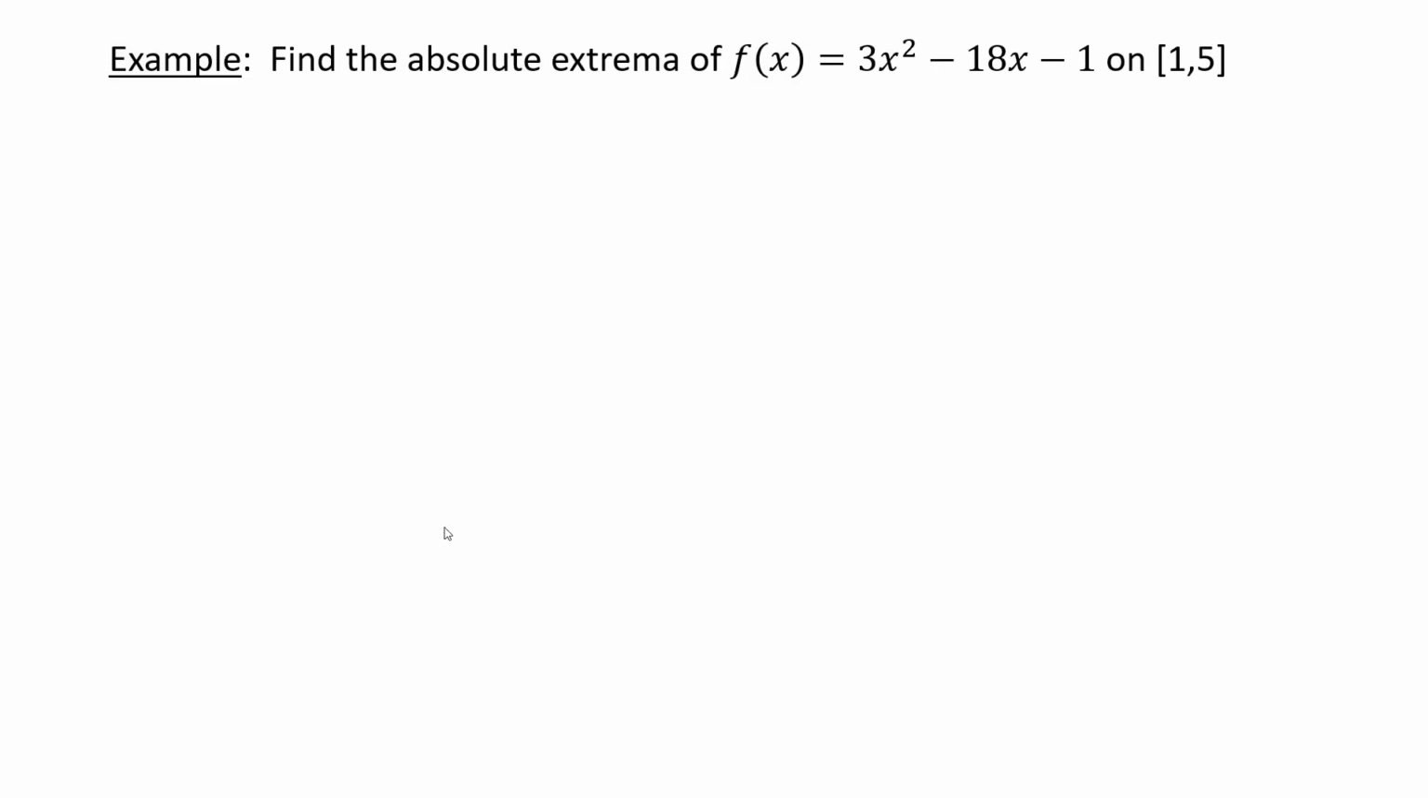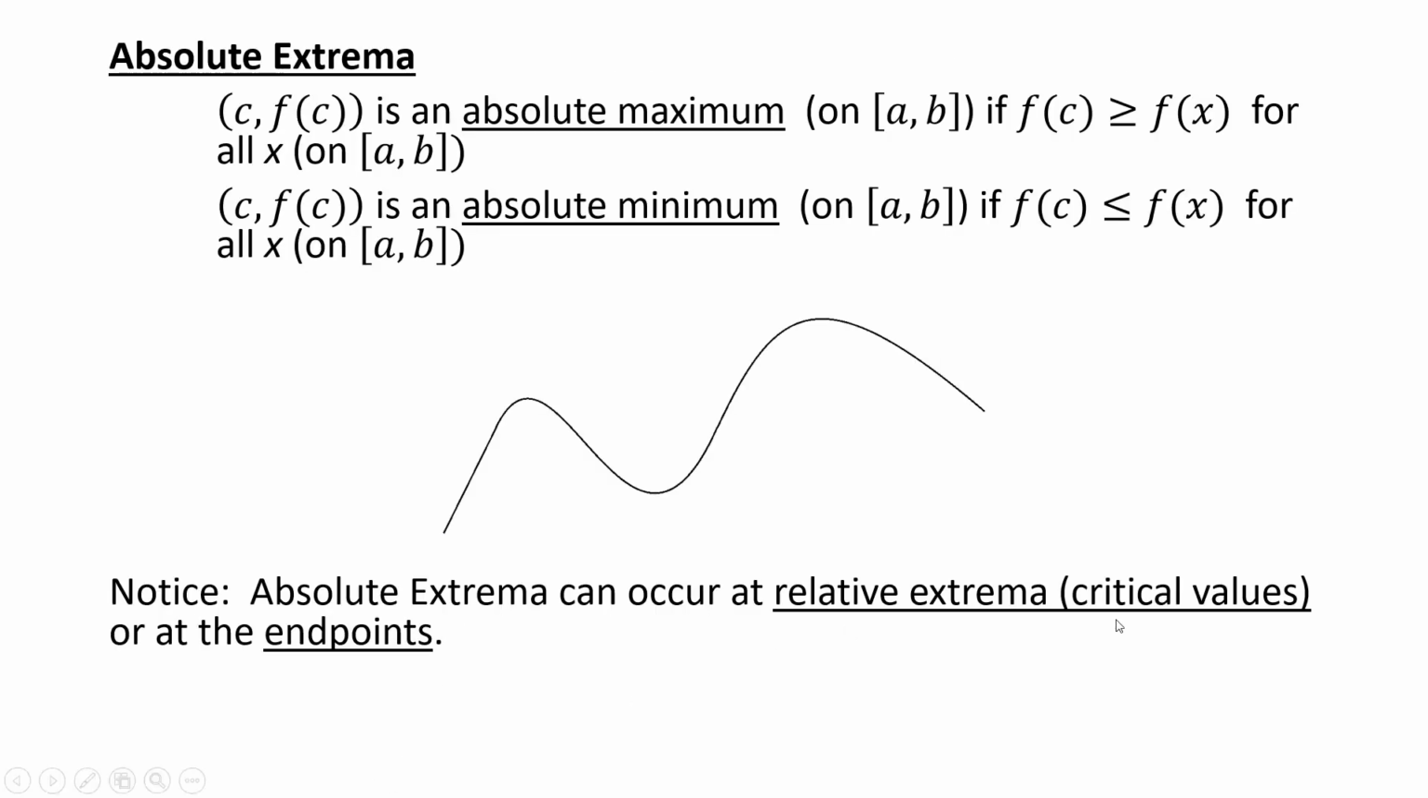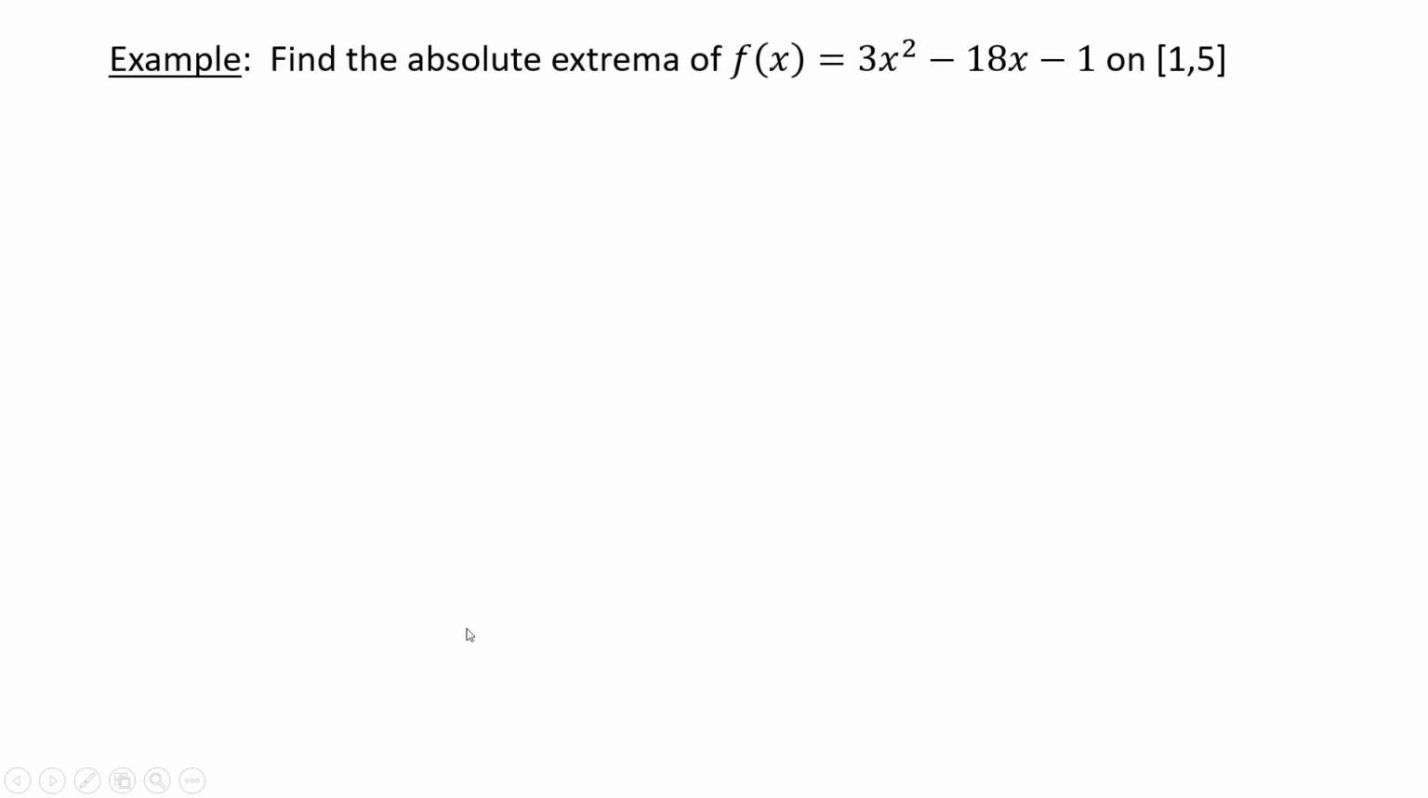Let's find the absolute extrema of 3x squared minus 18x plus minus 1 from 1 to 5. So again, what did we say? We said absolute extrema can only happen at the critical values or at the endpoints. Well, the endpoints are given to you, 1 and 5. So step 1 is going to be find the critical values. Remember, that's where the derivative is 0 or undefined.